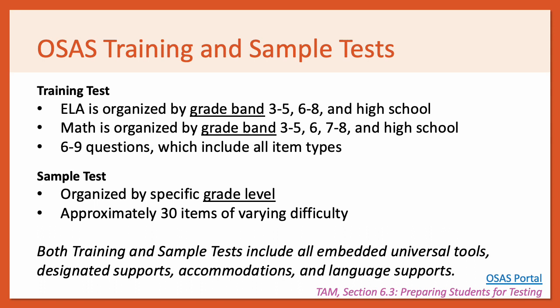The second are sample tests, which are aligned to specific grades. Sample tests provide students and educators a look at the grade-specific operational assessment. Sample tests include approximately 30 items that vary in difficulty. Scoring guides for the sample tests are available on the OSAS portal under the Resources tab. Both training and sample tests include all embedded universal tools, designated supports, accommodations, and language supports.